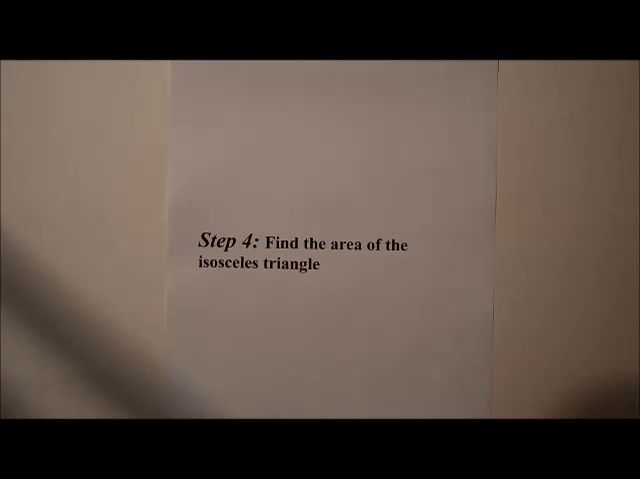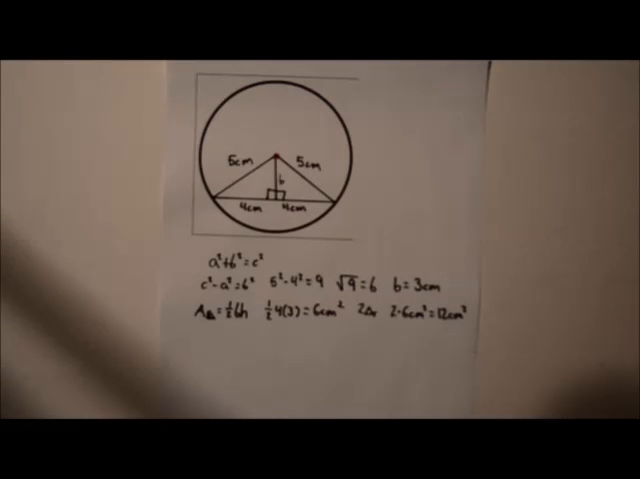Step 4. Find the area of the isosceles triangle. To find the area of the isosceles triangle, we must find the area of each congruent right triangle made in step 2. In order to find the area of these triangles, we must take 1/2 their base times their height. In this instance, we do not know the height of the right triangles, so we must solve for it using the Pythagorean theorem. Since we already know the hypotenuse and the base of the triangle, we must use c squared minus a squared equals b squared instead of the traditional a squared plus b squared equals c squared formula.